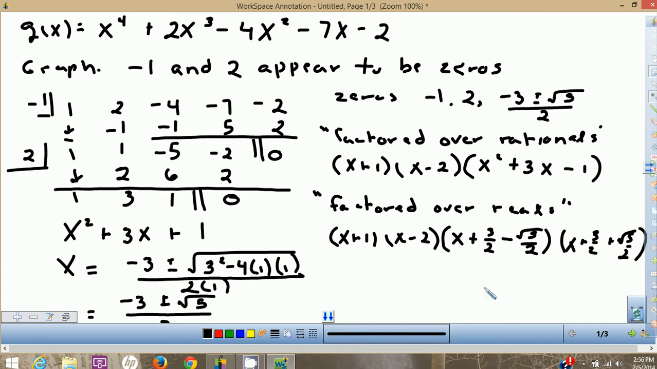We knew there had to be 4 factors. How do we know that? Because this is a 4th degree polynomial, and the fundamental theorem of algebra says they're going to be the same number of solutions, the same number of factors as the degree of my polynomial.